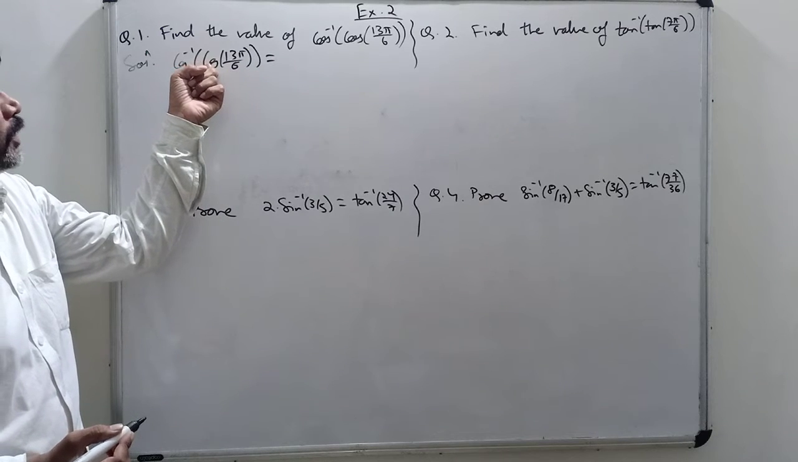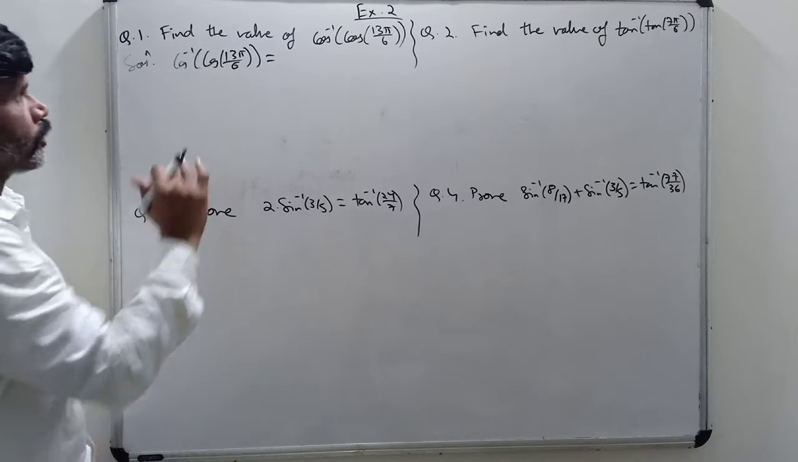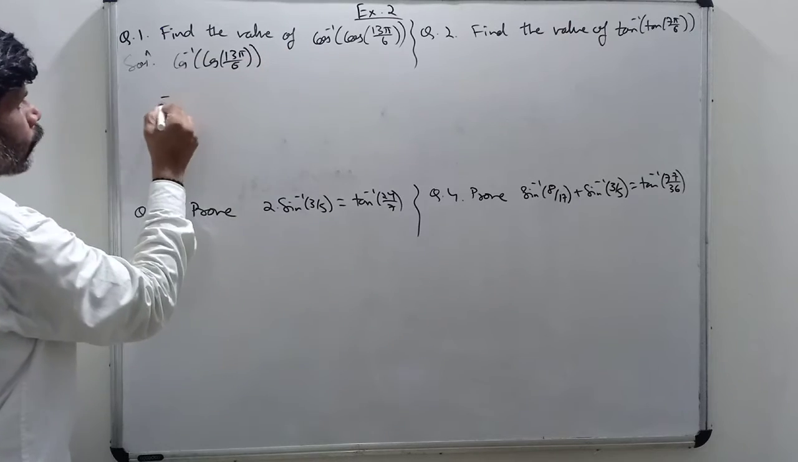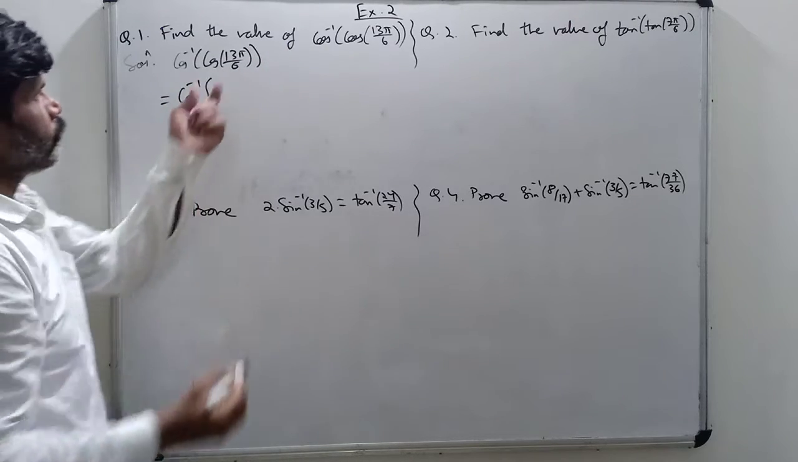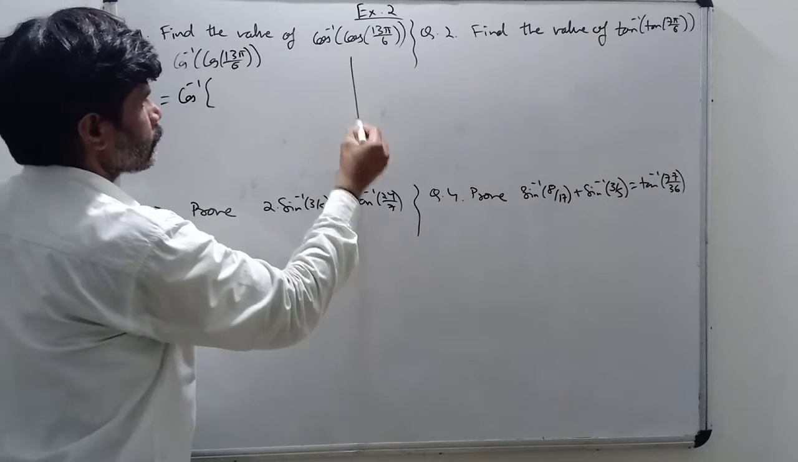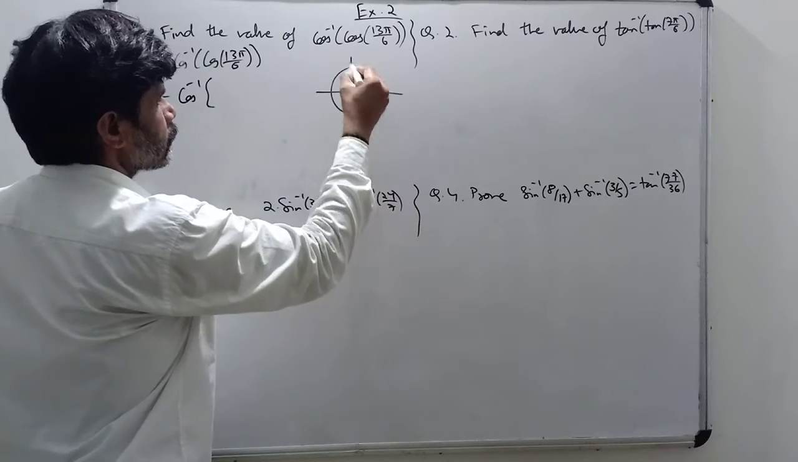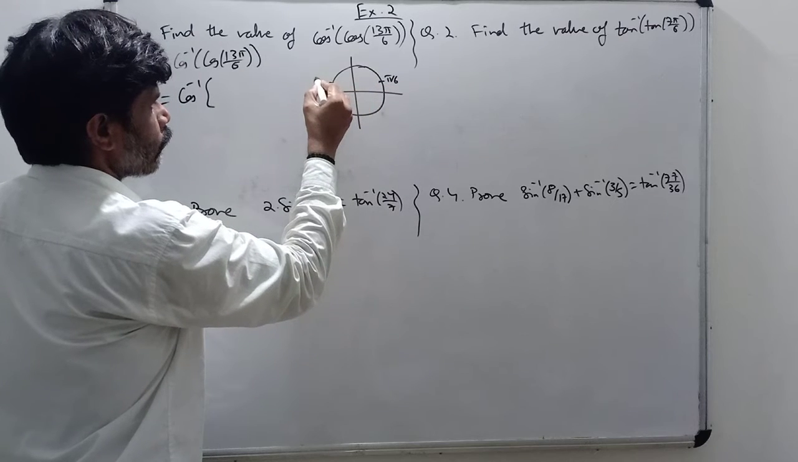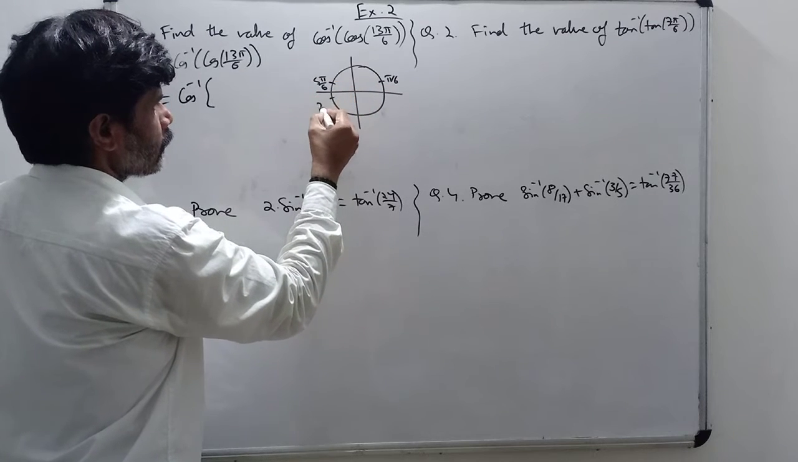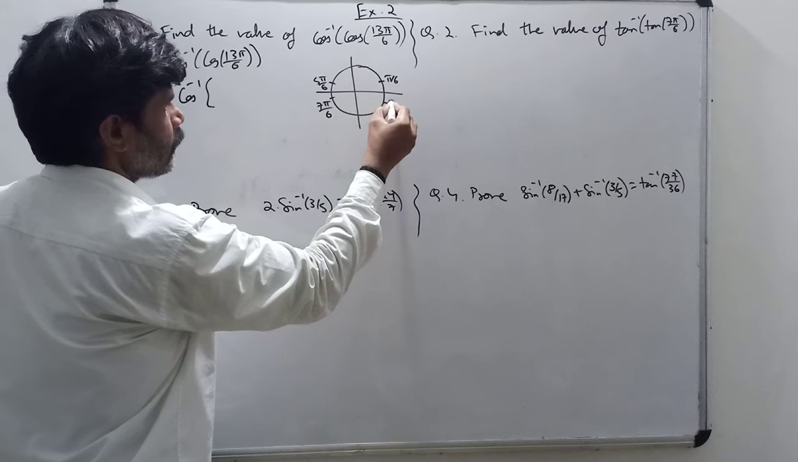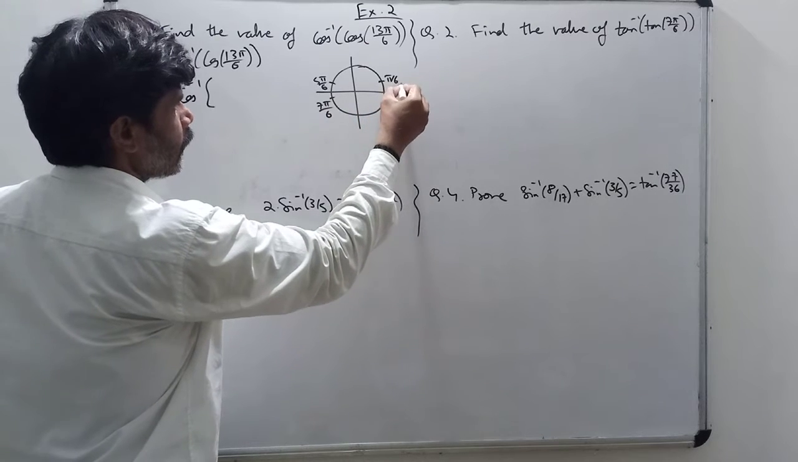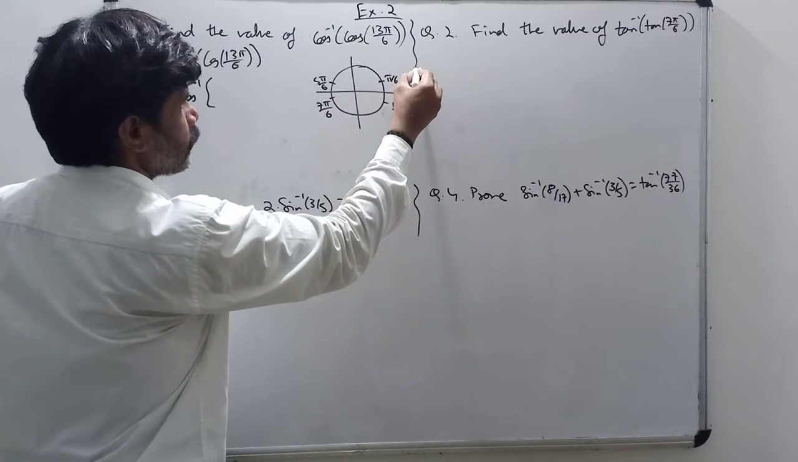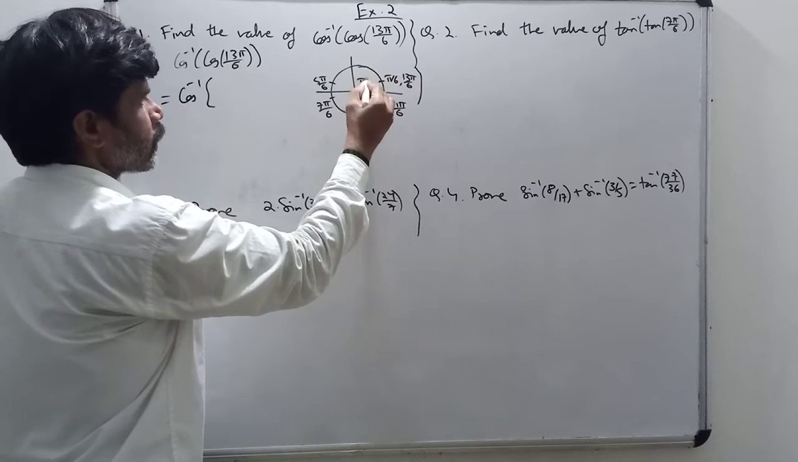What is the domain? 0 to pi. So for that purpose, what am I doing? First of all, I'll find the value of cos 13 pi by 6. Pi by 6 means 30 degrees. So pi by 6, here it will be 5 pi by 6, then here 7 pi by 6, then here 11 pi by 6, and here 13 pi by 6. So 13 pi by 6 is in the first quadrant.